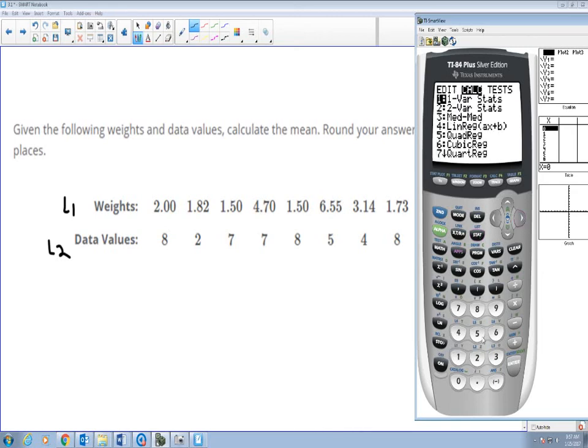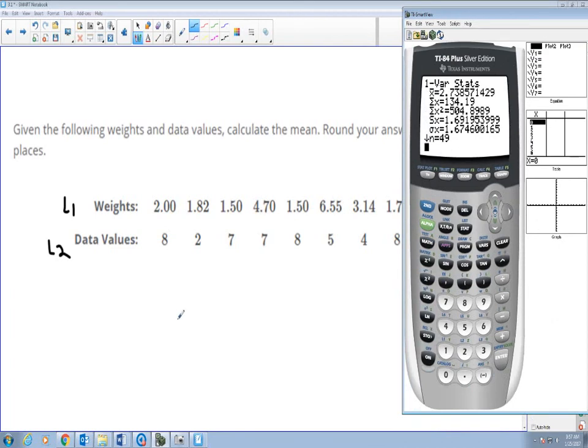So, stat. Highlight the word calc. Choose number 1. Okay. X list L1, comma. Frequency is under L2. So it'll be 2.739. That will be my mean, to 3 decimal places.